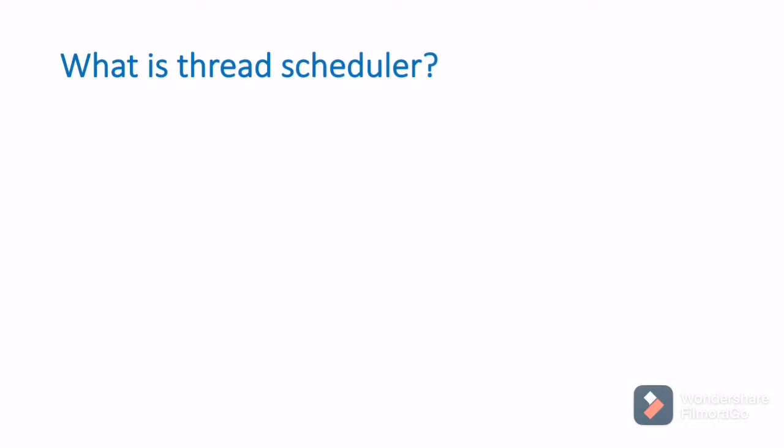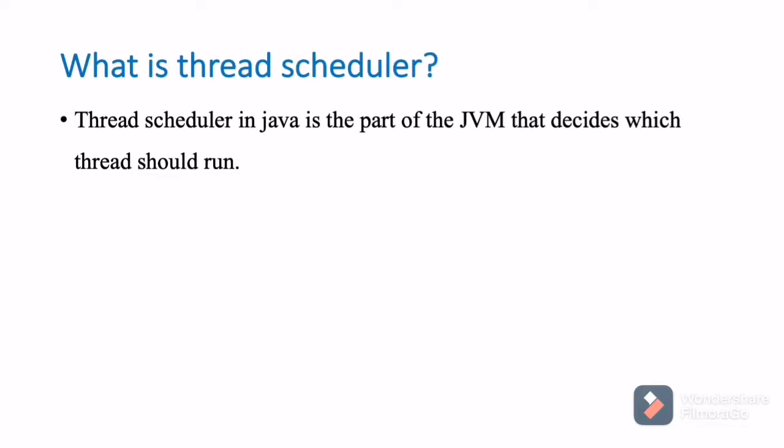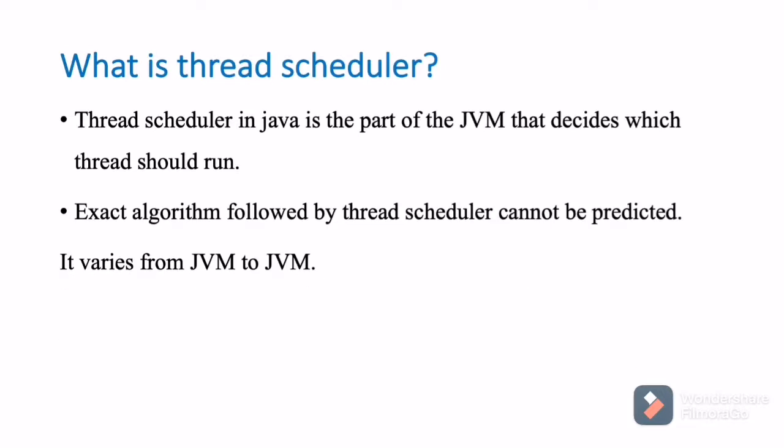What is thread scheduler? In the multithreading concept, there will be multiple threads executing at a time. So in this situation, which thread should be selected and processed, all these things will be decided by this thread scheduler. So what is this? It is a part of JVM that decides which thread should run. The exact algorithm followed by this thread scheduler, we cannot predict. So it will vary from JVM to JVM.